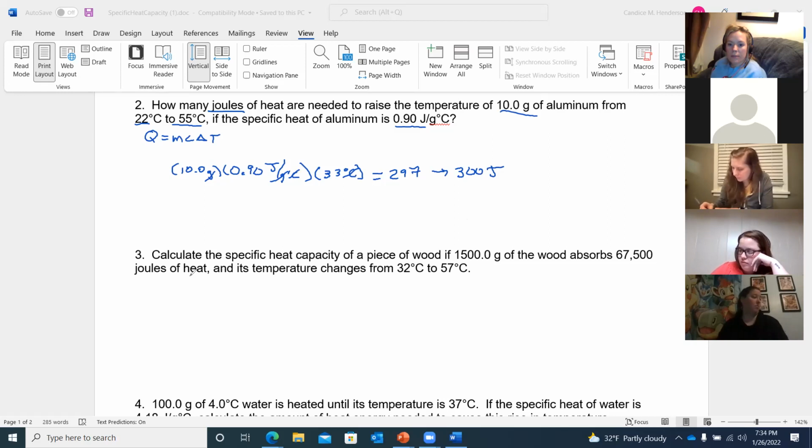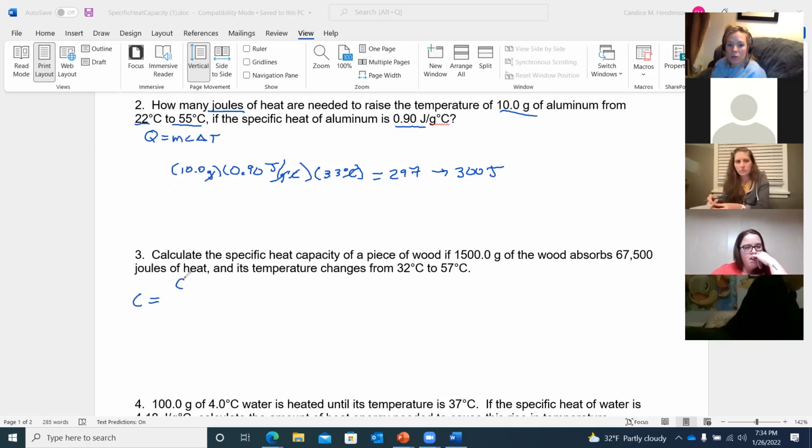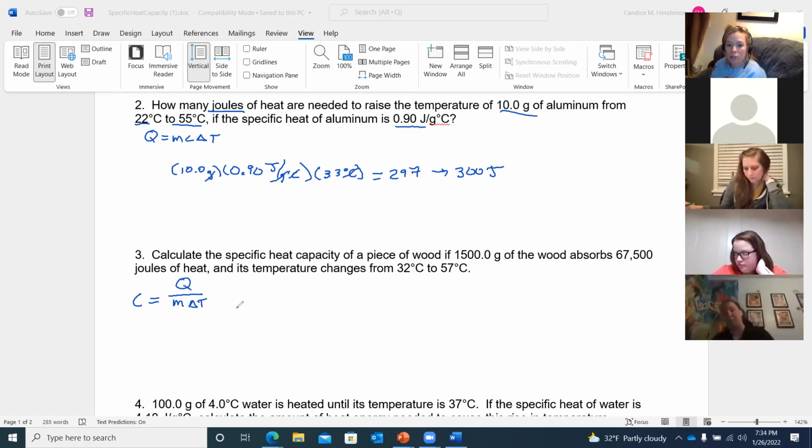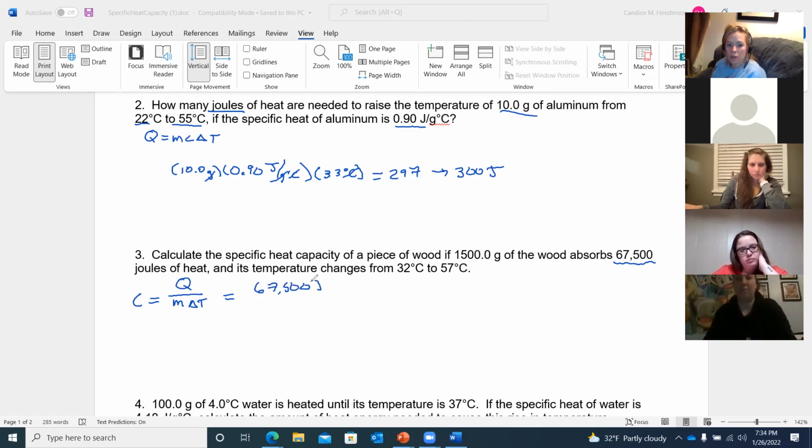The second one is a little bit different because instead of solving for Q, we want to solve for C. So C should equal Q over m times delta T. You should have a value for Q in energy, which is joules: 67,500 joules. Do I have a mass value? I better. It's right here, 1,500 grams.